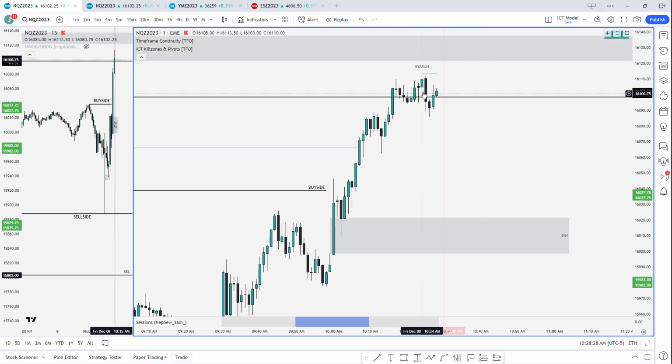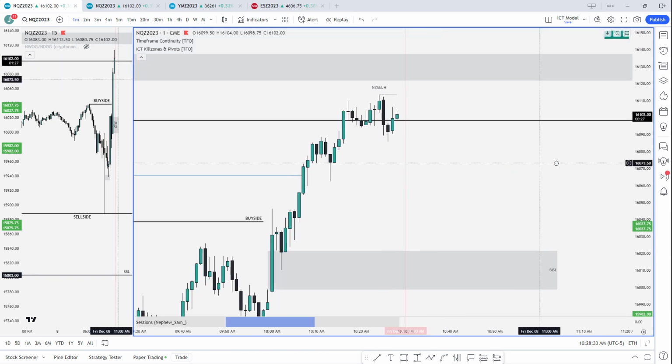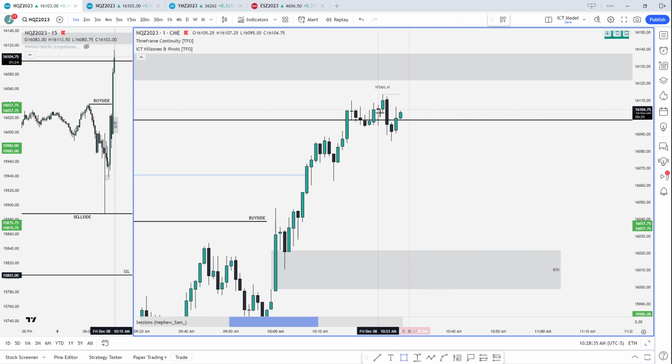So watch how we fill this gap here. It looks like we're just going to trade all the way through, though. This gap right here.